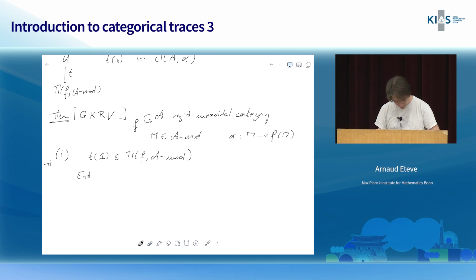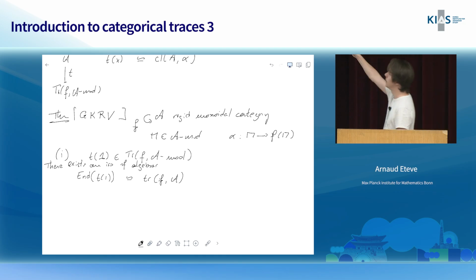And the statement is the following. So there is a canonical isomorphism of algebras. There exists an isomorphism of algebras between the endomorphism of that object in the two categorical trace and the one categorical trace. So this is really the thing that links the bigger trace, the trace on the two category of A modules, with the trace on the smaller, on just the category itself.